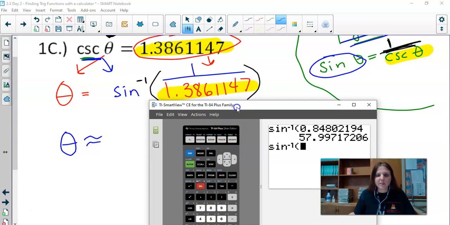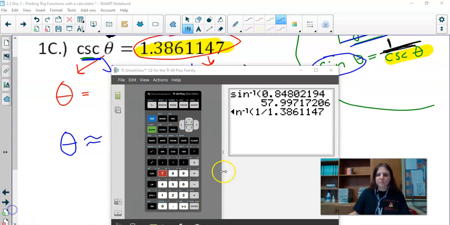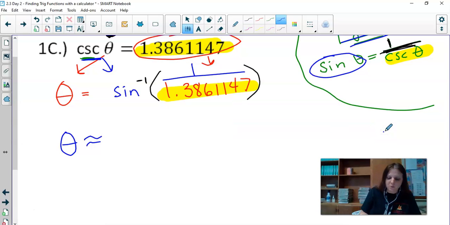So I'm going to go ahead and type it in. You type it into your calculator and we'll compare. I'm ready to hit enter. I just double checked it to make sure I typed it in right. I've got the 1 divided by here. And it's going to equal 46 point, and again, I'm going to round off to 6. So count 1, 2, 3, 4, 5, 6 decimal places over. So 46.173.